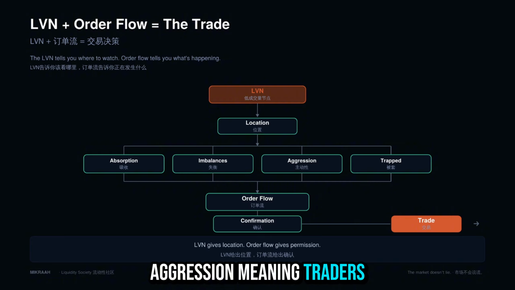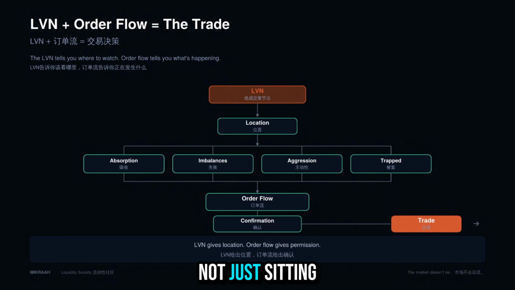Aggression, meaning traders are actively pushing, not just sitting on orders. And trapped traders, the people who entered on the wrong side of that fast move, who now have to get out. Put those four together and you get confirmation. The low volume node told you where to watch. Order flow tells you what's actually happening. And only then do you get to the bottom of this chart, the trade.